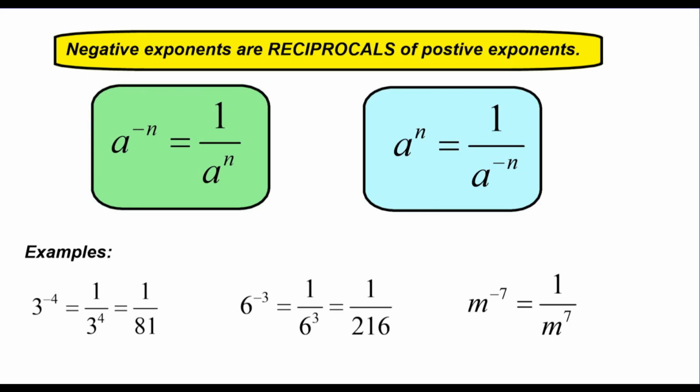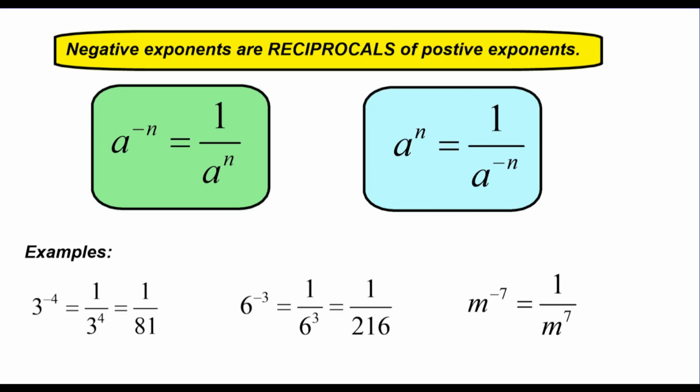So in these two boxes here, I have general statements that are always true. In the green box, I have a to the negative n power. That's going to be equal to 1/a to the n power. So we can actually evaluate negative exponents using the positive exponents. You just have to flip it over, find the reciprocal. And then likewise, a to the n power is equivalent to 1/a to the negative n power. So whenever you find the reciprocal of a power, the exponent becomes opposite.